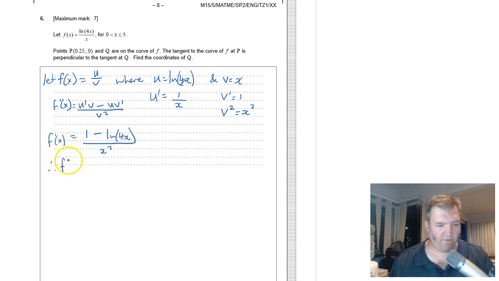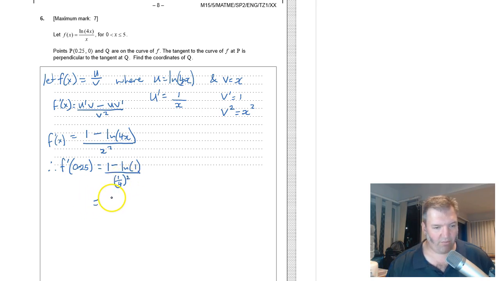So, what is f dash at 0.25? 0.25 is a quarter. Now you can use your calculator, but it's probably not necessary for this one because you're going to have 1 minus the log of 1. 4 quarters is obviously 1, so 1 minus the natural log of 1. Natural log of 1, of course, is 0. Divided by a quarter squared. And we end up with 1 over 1/16, which is, of course, 16. So that's f dash at 0.25.